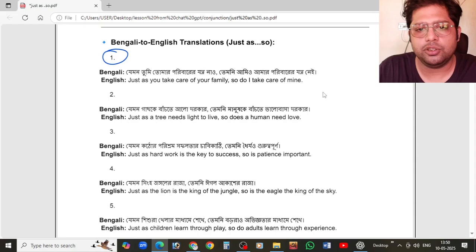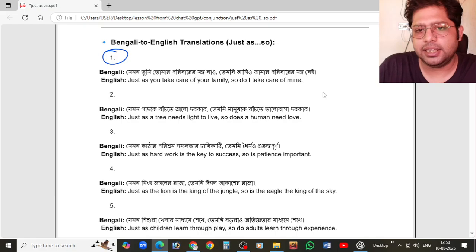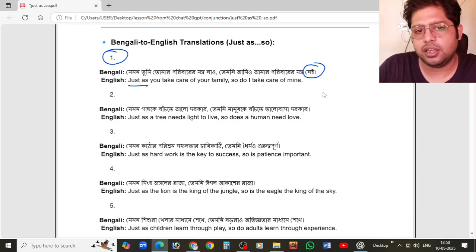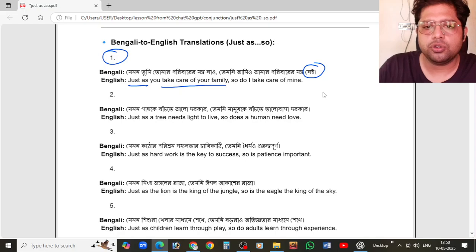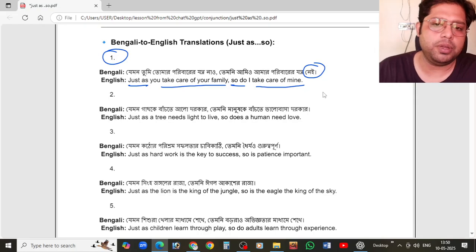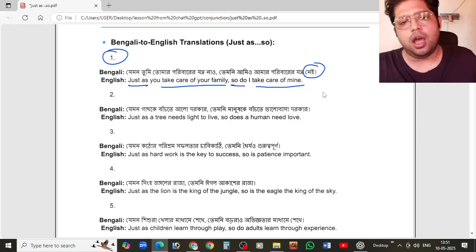যেমন তুমি তোমার পরিবারের যত্ন নাও, তেমনি আমিও আমার পরিবারের যত্ন নিই, ঠিক আছে। Just as you take care of your family, so do I take care of mine. So when you say this, or whenever you read it, you read it in this way. I mean, you have to break it down into 4 parts so that you can get the idea of each word used here, or the sense basically.